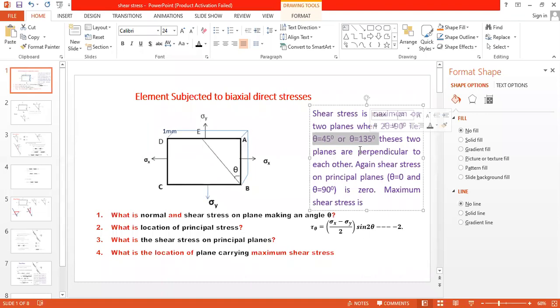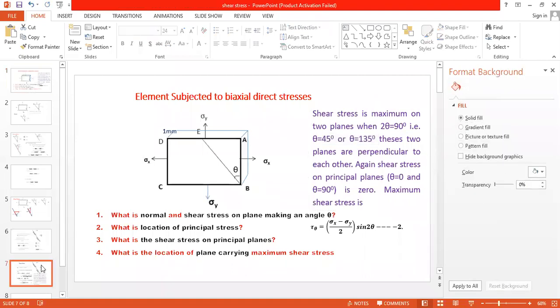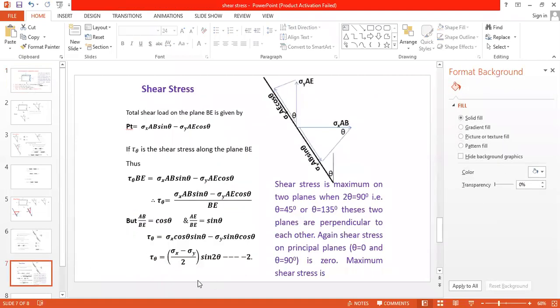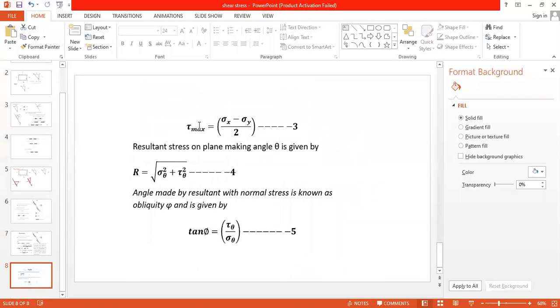Now what is the magnitude of the maximum shear stress? Can anyone tell? Yes, tell me. The magnitude of maximum shear stress from this equation. Are you listening to me? Sigma x minus sigma y by 2. Sigma x minus sigma y, into 1, that is sigma x minus sigma y by 2. Okay. Have you got it? It is the maximum shear stress. Already I have derived it here. You see here, maximum shear stress is sigma x minus sigma y by 2 because sin 2 theta is equal to 1 for that angle. Am I right?